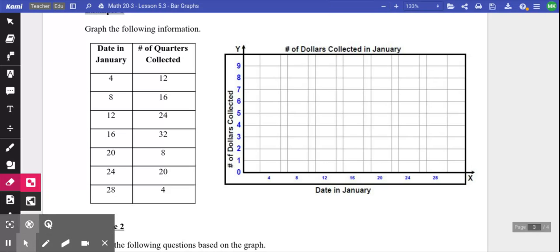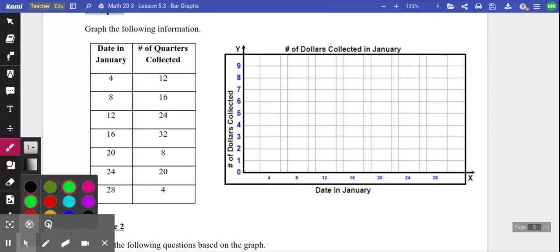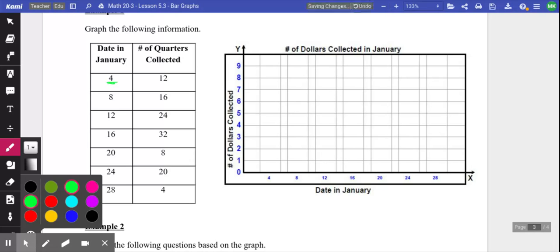Let's make a bar graph for the number of quarters collected. So this chart right here is telling me that on January 4th, I collected 12 quarters. So if I look at January 4th, I want to go up its number of dollars collected. So 4 quarters equals $3. That means on the 4th, I have $3 worth of quarters.